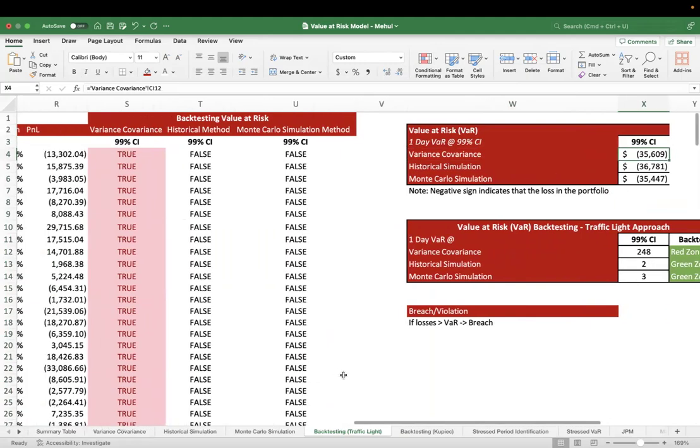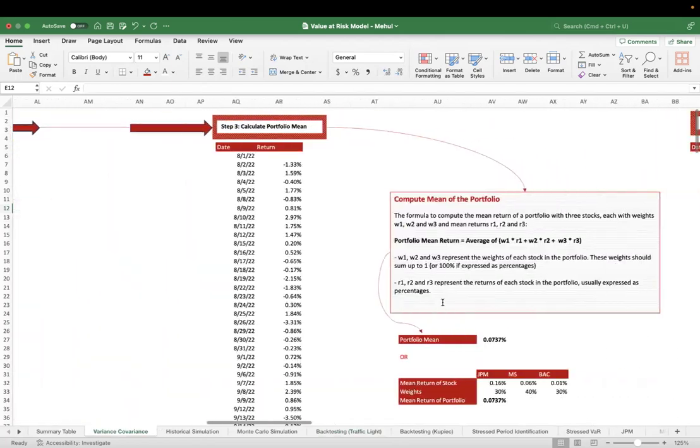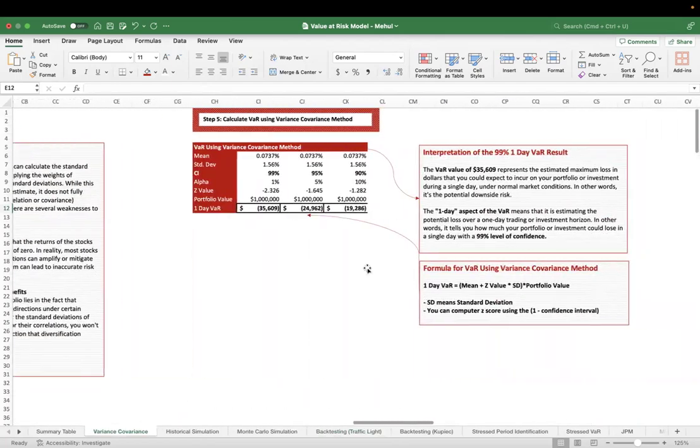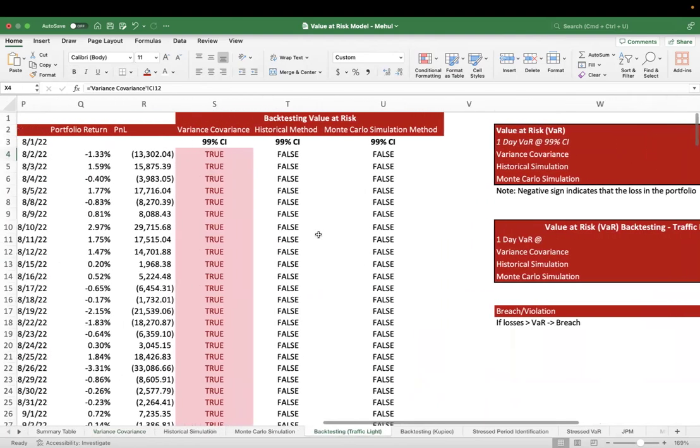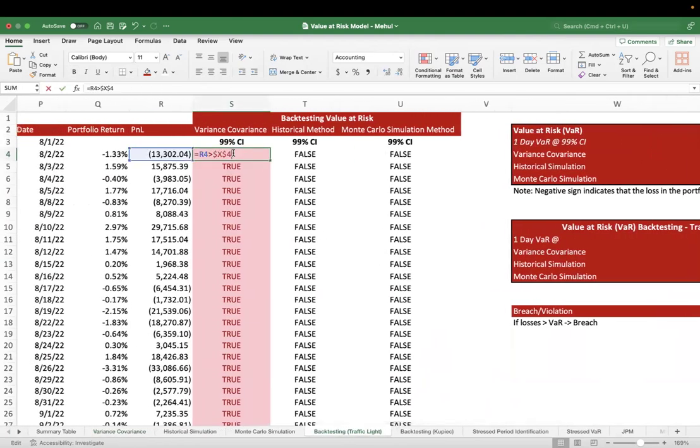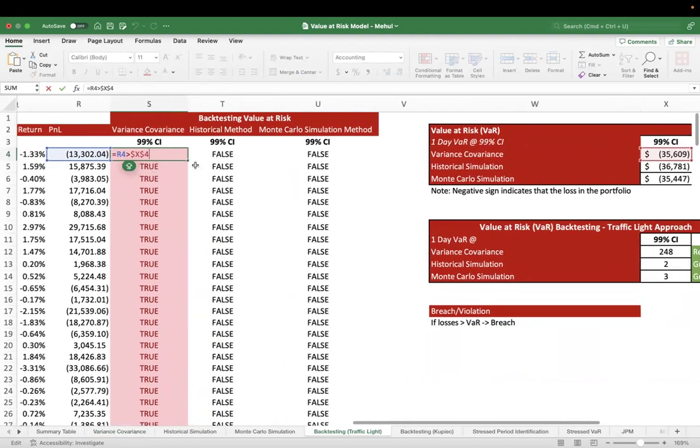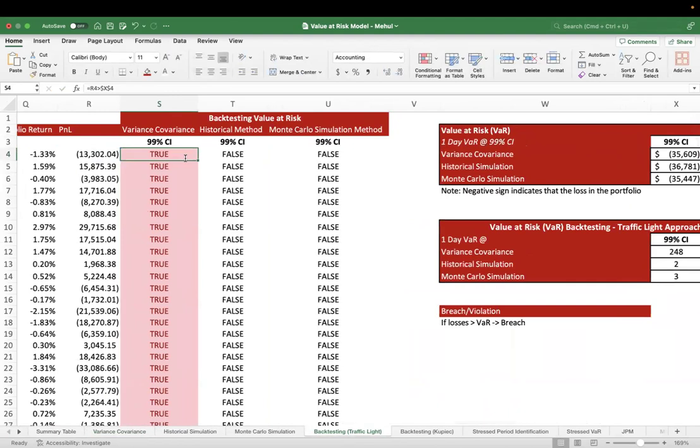Okay, I think there is one thing that I'm missing out. Just give me 1 second. Okay, so we are checking the daily loss, oh my bad.